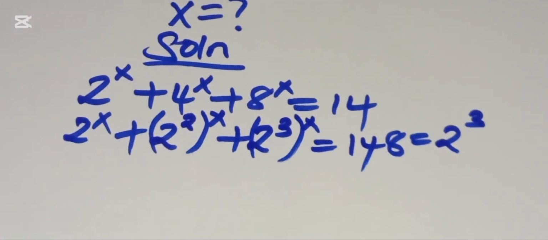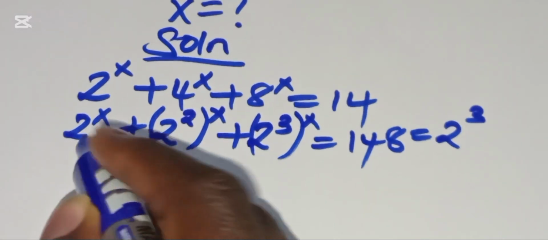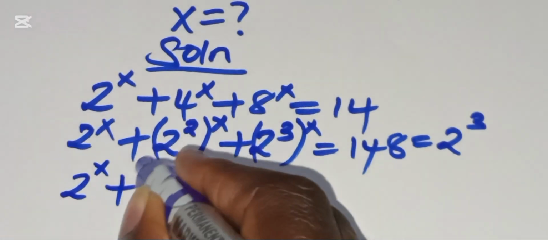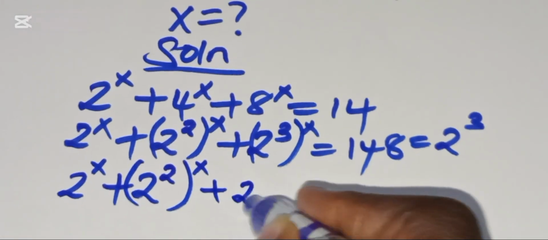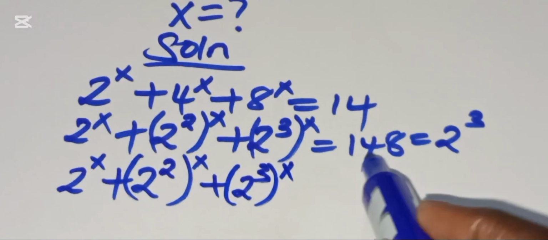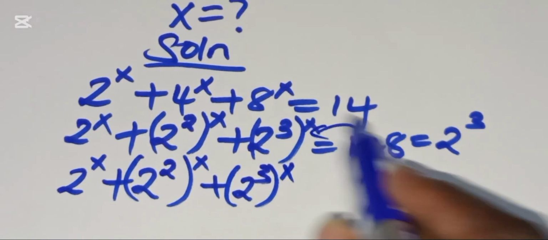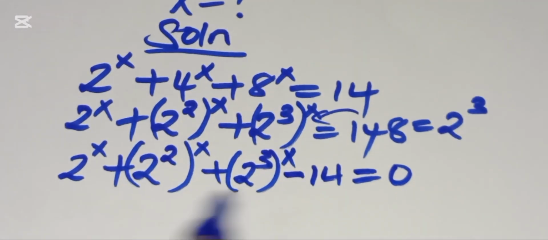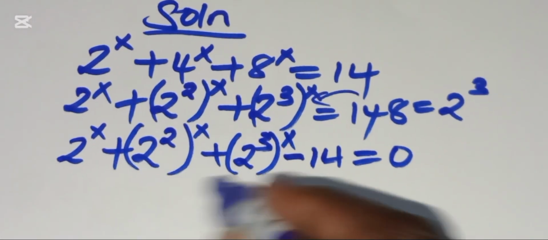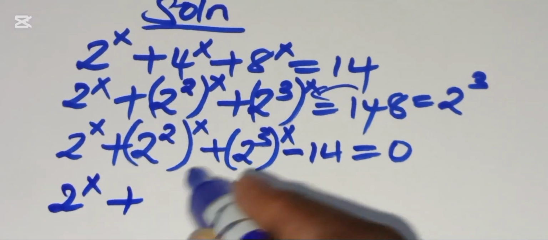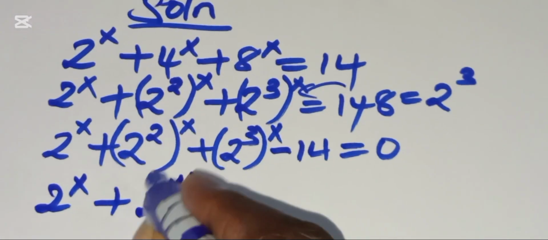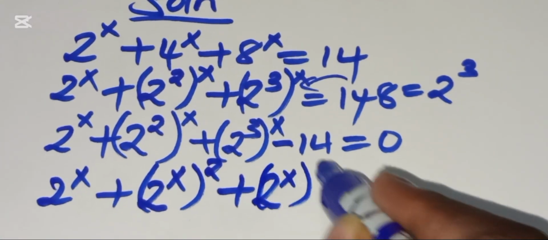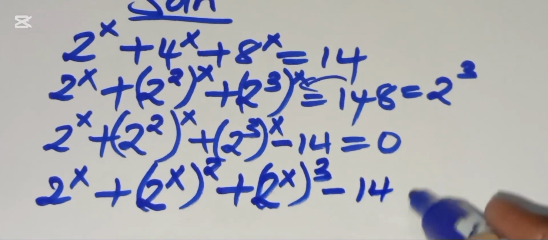Okay. Now from here, you're going to have 2 raised to power x plus 2 squared raised to power x plus 2 cubed raised to power x. Now this is 14. You take 14 to the left hand side so that you'll have negative 14. This is equal to 0. Now from here we can have 2 raised to power x plus 2 raised to power x raised to power 2 plus 2 raised to power x raised to power 3 subtract 14. This is equal to 0.